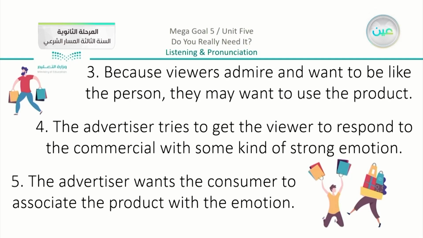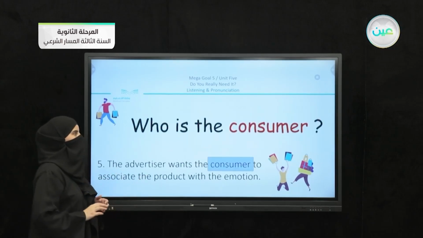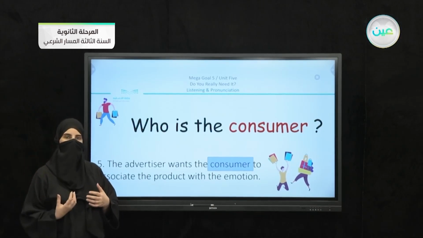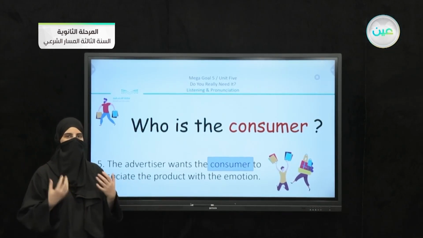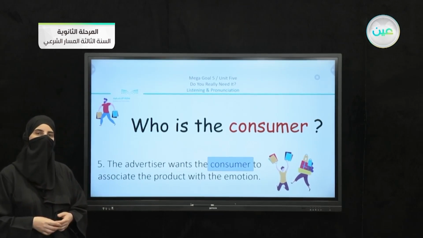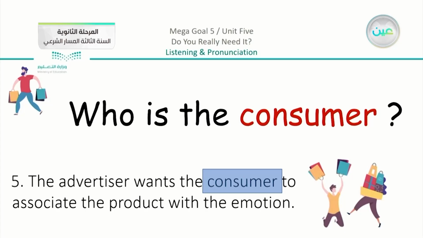So you can see how "to" was pronounced in all the sentences that we have, and now you can link together, and we have all the previous pronunciation lessons that we studied. You can all join them together and use your pronunciation more often to make it more fluent. Now we had something mentioned about a consumer. So who is the consumer? Now here in this sentence, which is number 5 in your book, we have, the advertiser wants the consumer to associate the product with the emotion.